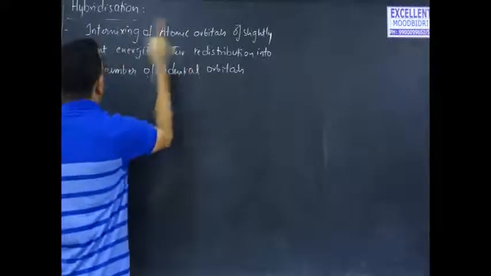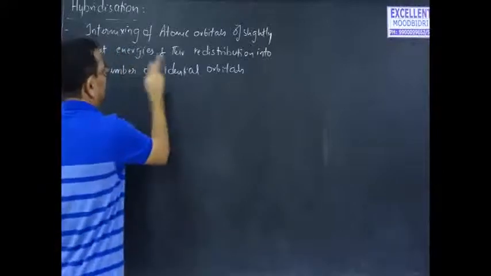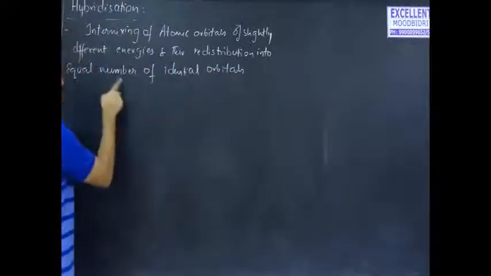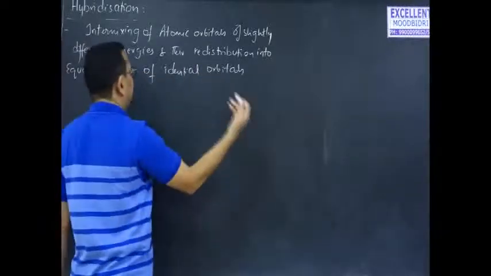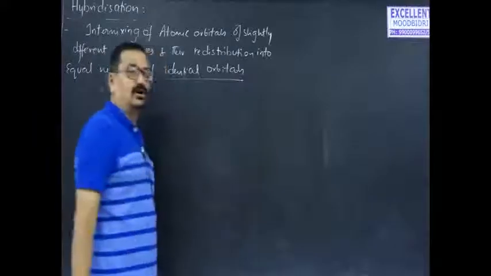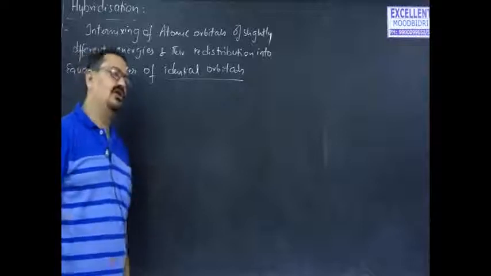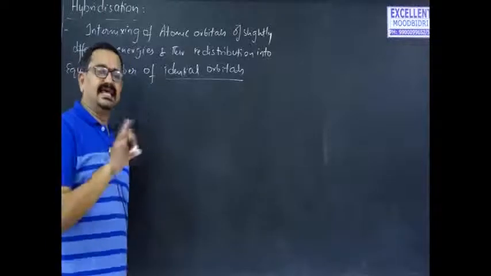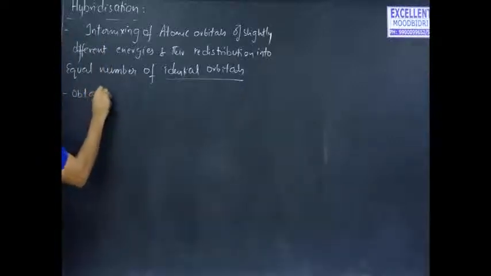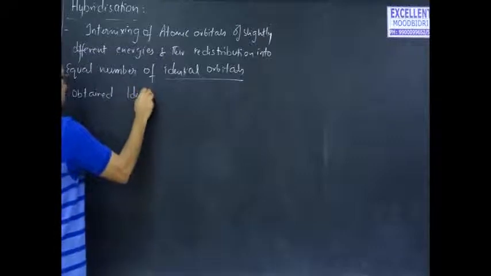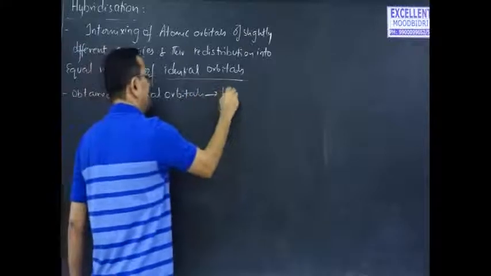Intermixing of atomic orbitals of slightly different energies, or we can say nearly the same energies, both mean the same. And the redistribution into an equal number of identical orbitals means these orbitals obtained after redistribution will be identical in all aspects. All aspects means they possess the same shape, same energy, etc. All characteristic properties will be the same in these obtained orbitals. These obtained identical orbitals are also called hybrid orbitals.